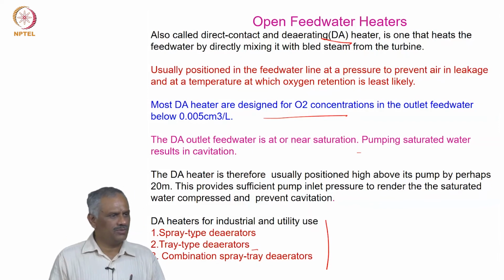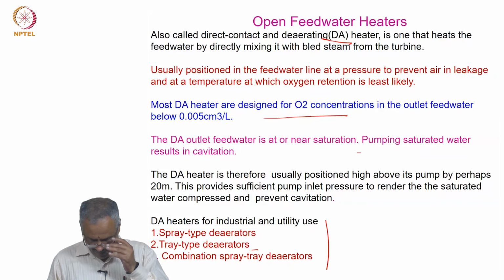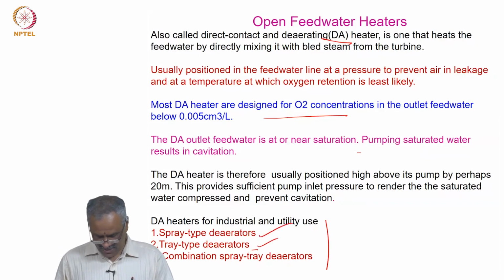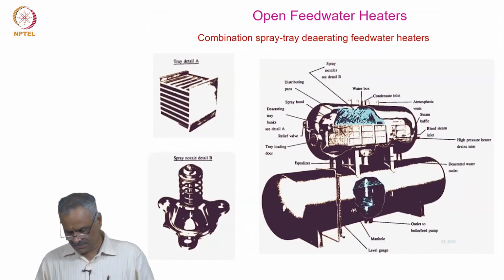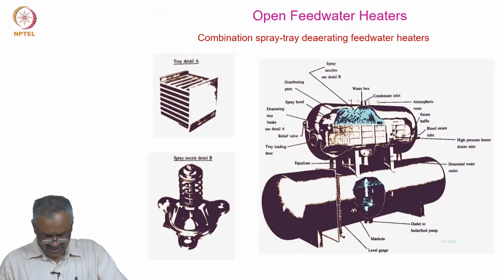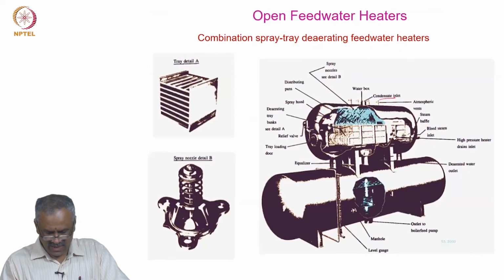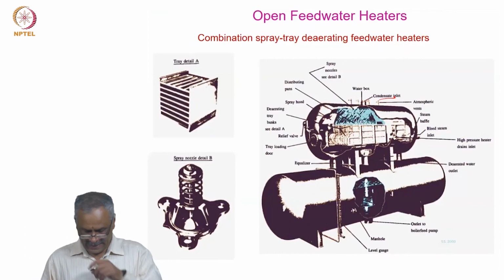Then there needs to be some kind of arrangement, a mechanical device, that is, ejector pumps are required. It can be a spray type or tray type deaerator or a combination of these. It looks like this here. Spray type is here, you can see it is a complex system, do not worry. This is the condensate inlet here. You have seen how deaerators are.